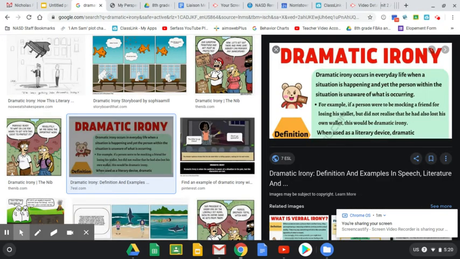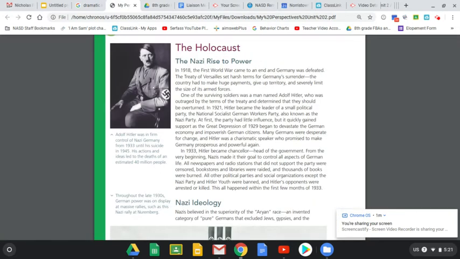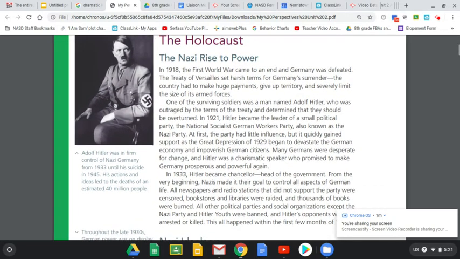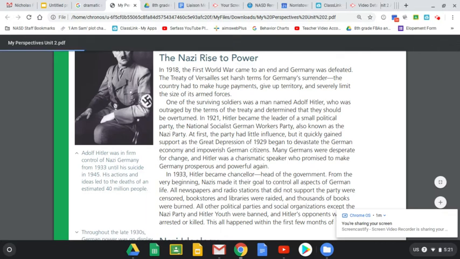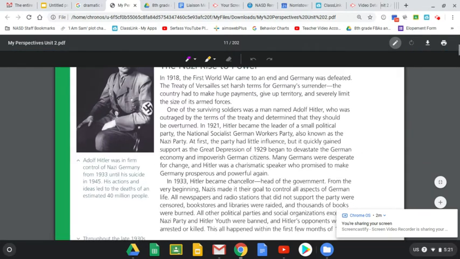So, dramatic irony. Dramatic irony occurs in everyday life when a situation is happening and yet the person within the situation is unaware of what is occurring. It also happens in art, of course. So, a lot of the tension in this derives from knowing a little something about history, knowing something about the Holocaust. And we're going to take some time now and fill in the rest of our notes using this background information here. We might go over this in class again, but for homework tonight, you are including it with the dramatic irony because history and dramatic irony in this play have an important relationship with one another.